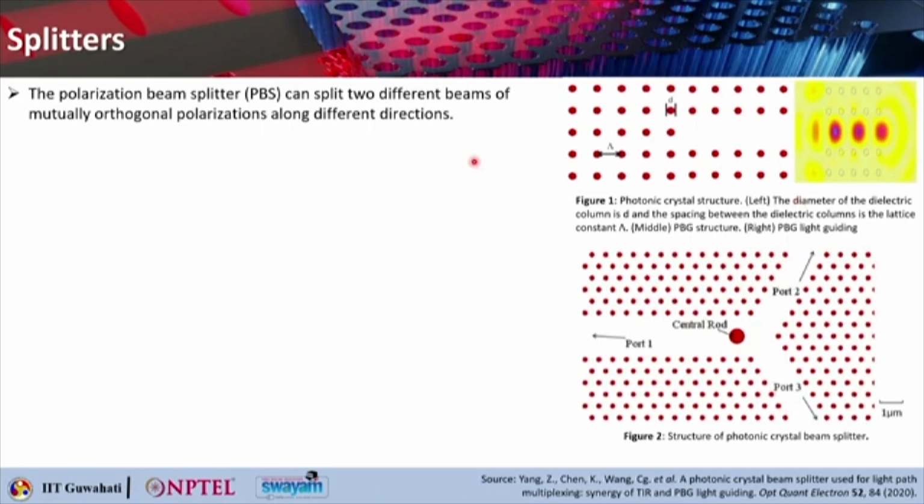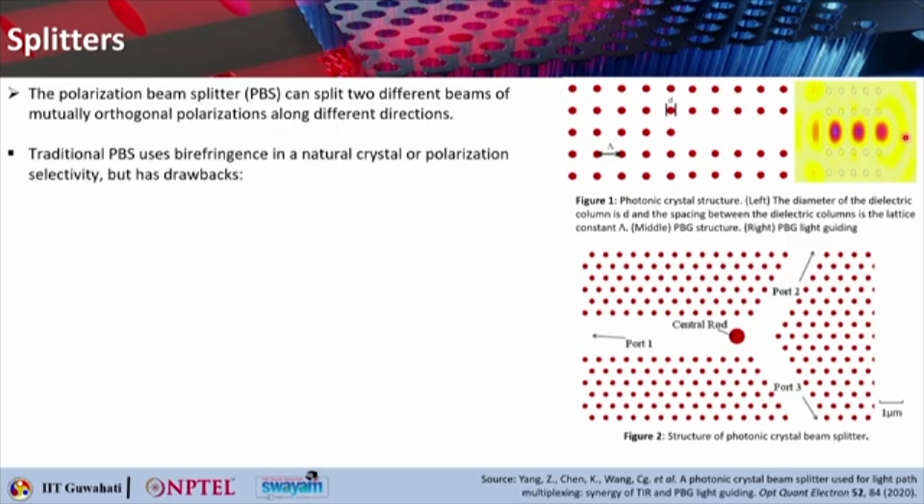Another important device is the polarization beam splitter, which can split 2 different beams of mutually orthogonal polarization along 2 different directions. Here again you can see the photonic crystal structure. This tells you about the lattice constant, and this is the diameter of the dielectric column, and then you can have a row missing, so that actually prepares the waveguide. This is a simulation result that shows photonic band gap light guiding through this particular structure.